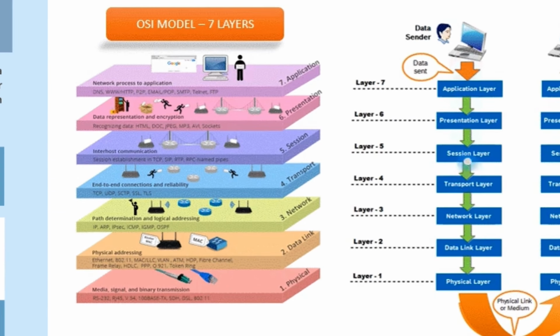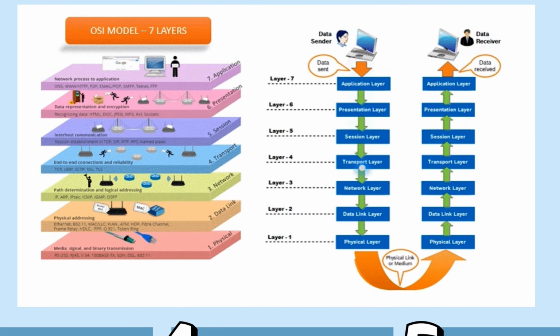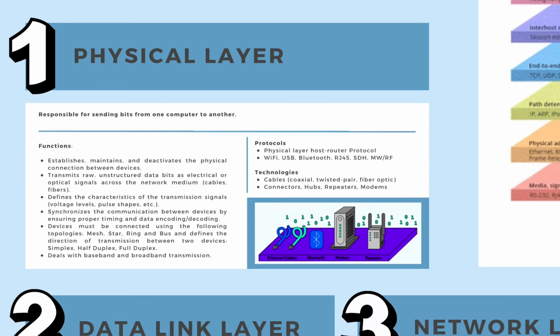So this model is organized in layers. We have two ways of analyzing these layers. We can start from layer 7 through layer 1, or the other way around. We're going to start with layer 1, the physical layer. When we study the layers, we're going to find four things in each of the sections: the functions, the protocols, the technologies, and a brief definition of each one of the layers. So we're going to start again with the physical layer.